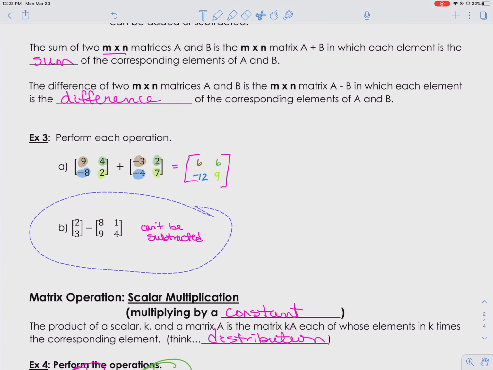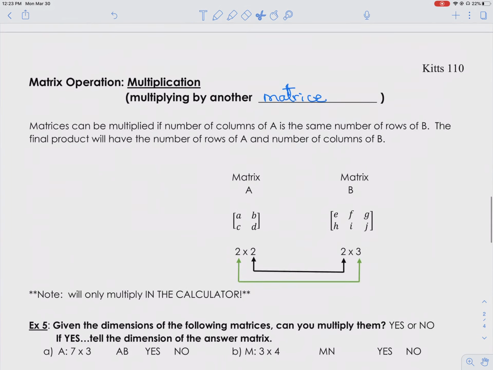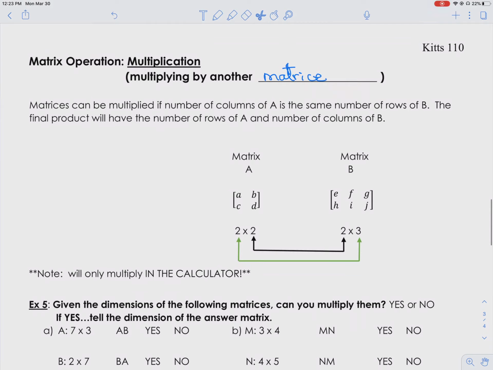We couldn't subtract because the dimensions weren't the same. To do matrix multiplication, the only way is if, when you write out your dimensions, and you have this one that A had is a 2 by 2, and this one is a 2 by 3, the only way that you can actually multiply these together is if these guys are the same. So basically, the columns of the first have to equal the rows of the second one.